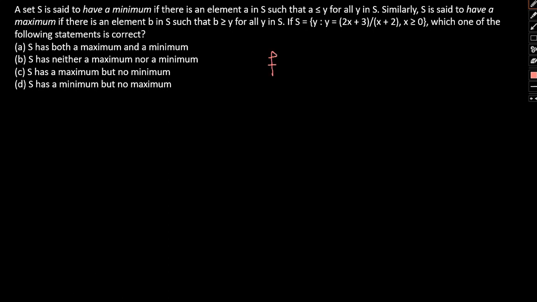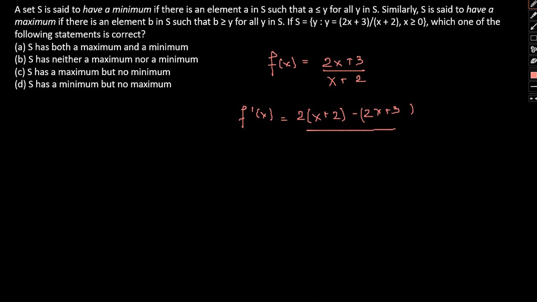So here we actually have f(x) = (2x+3)/(x+2). So if we differentiate the function, we actually have [2(x+2) - 2x - 3] divided by (x+2) whole square, or 2x+4, 2x gets cancelled, 4 minus 3, that is 1 by (x+2) whole square, which is greater than 0.